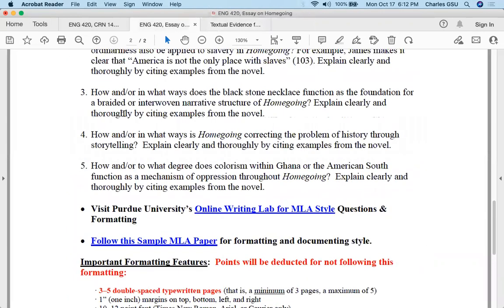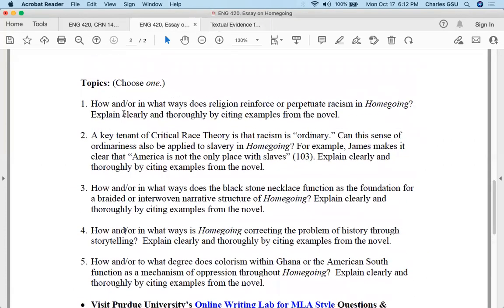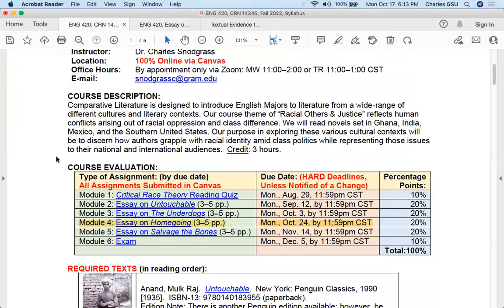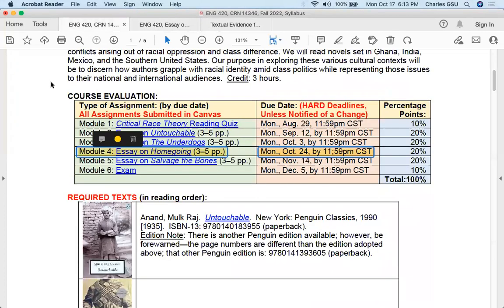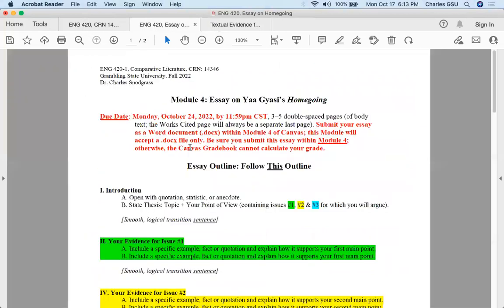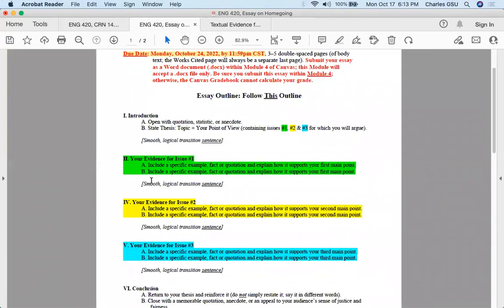I apologize for all the typos in the textual evidence, but when you go right to the actual page, you'll find the right passage or quotation. So again, this is for module 4, the essay on Homegoing, 3 to 5 double space pages, following this outline, folks. Follow this outline. It's not meant to be, again, a research paper. It's kind of straightforward.